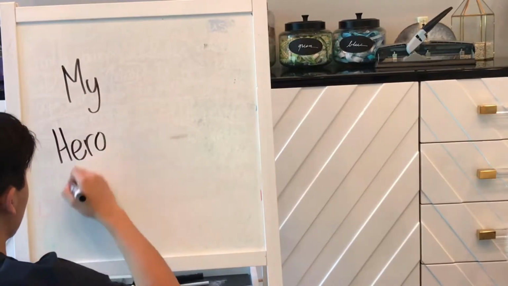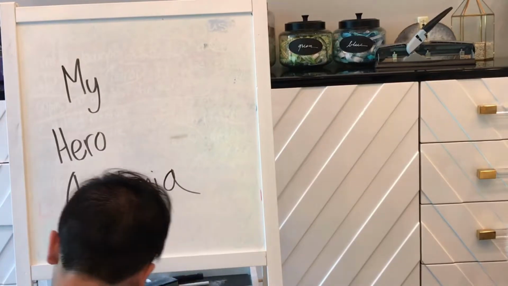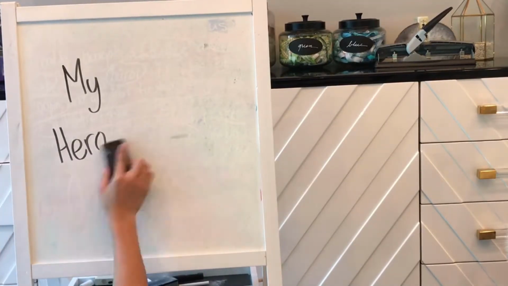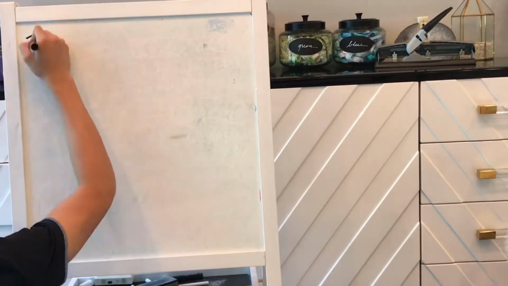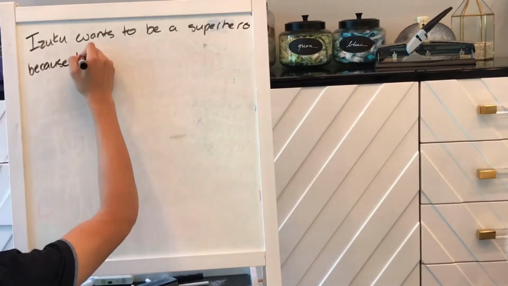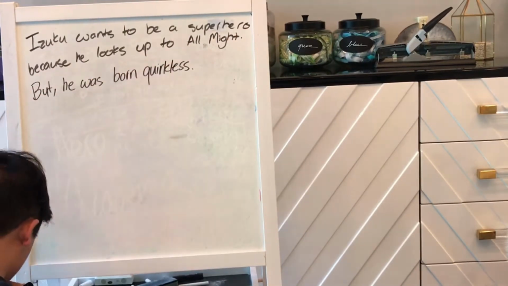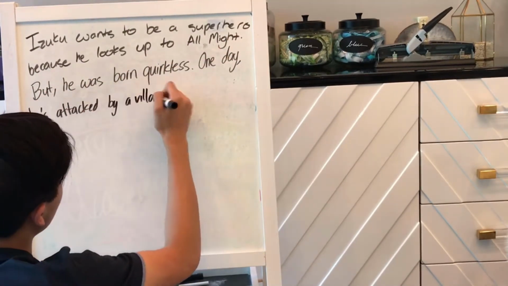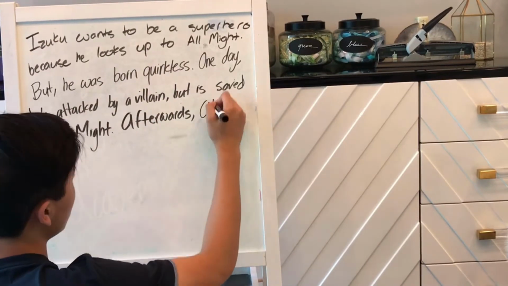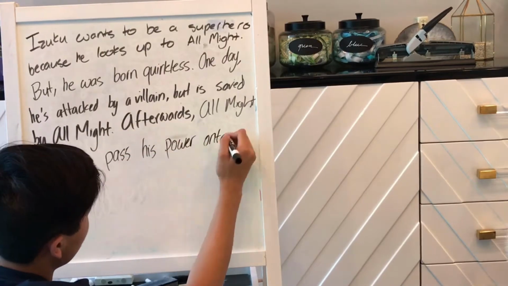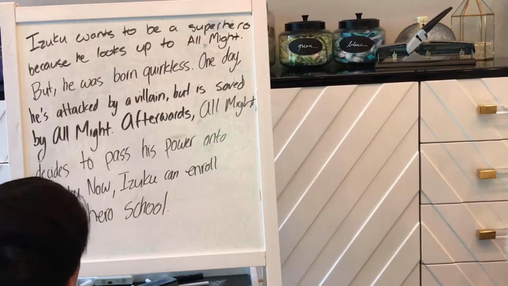To show how this works in summaries, let's write our own summary. For now, we'll choose My Hero Academia. Here's a very basic summary of the story. Izuku wants to be a superhero because he looks up to All Might. But he was born quirkless. One day, he's attacked by a villain, but is saved by All Might. Afterwards, All Might decides to pass his power on to Izuku. Now, Izuku can enroll at a hero school.